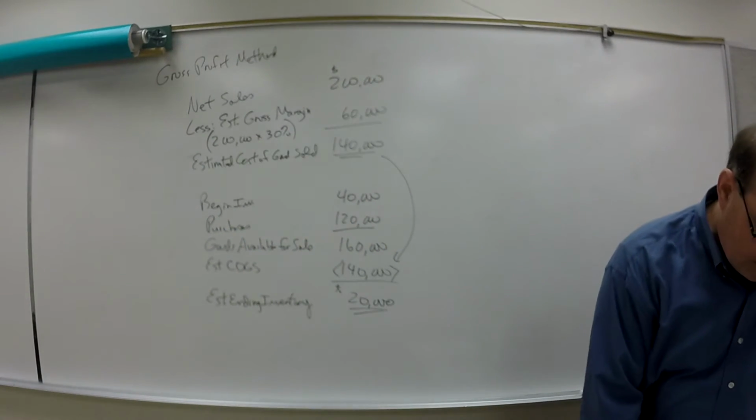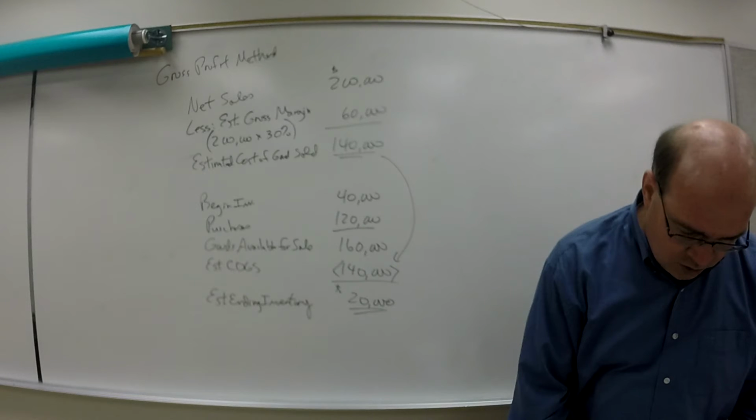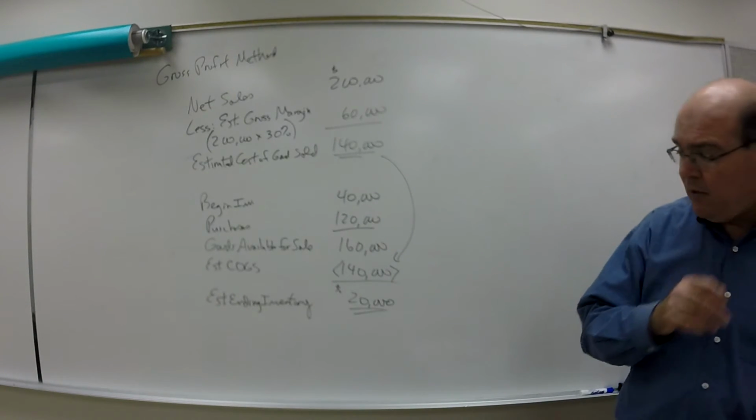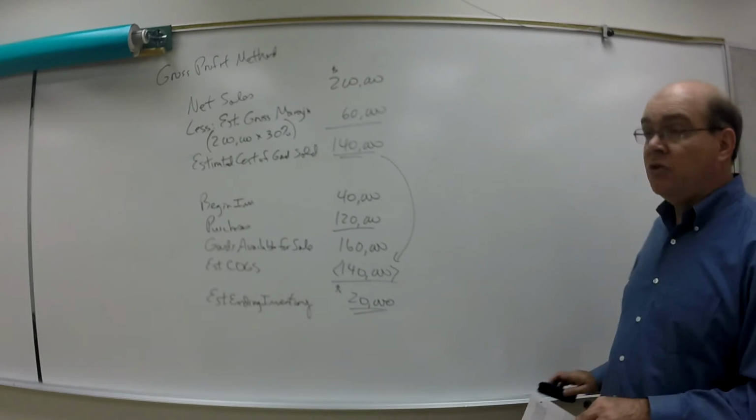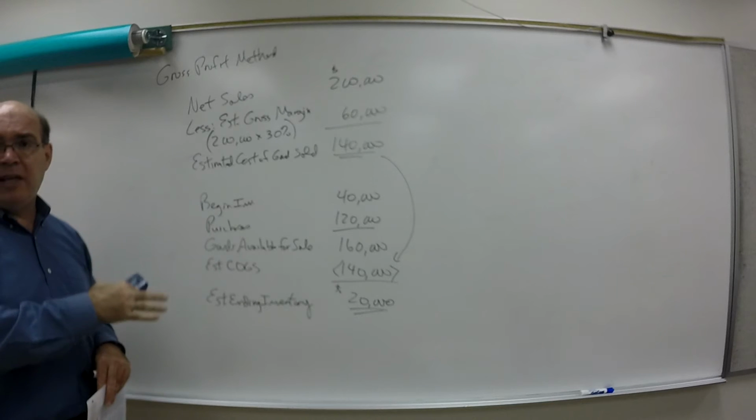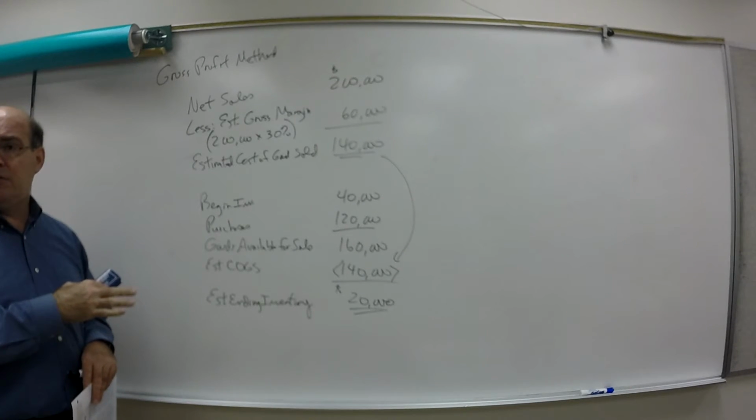Back-ended, just like you said. So let's do the retail method, okay? Now, the retail method has a couple of advantages. They don't talk about this in the book, but there's a couple of advantages over the gross profit. First off, the gross profit is not allowable for financial statement purposes. Okay, you can't use that.